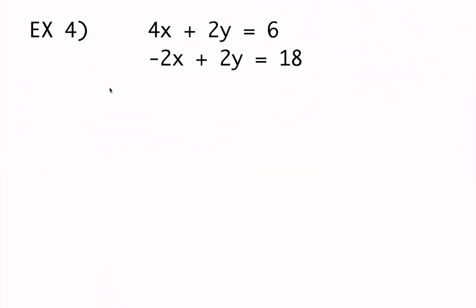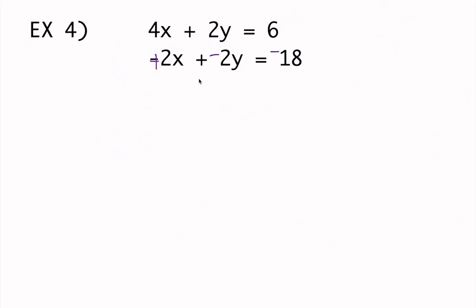Everything's lined up, so I compare. I have 4x's, negative 2x's, 2y's and 2y's, so this has a common coefficient, so I'm going to work with these. But a positive 2 and a positive 2 are not opposite, so I need to make all of the bottom opposite. So that's going to become a positive, negative, and a negative.